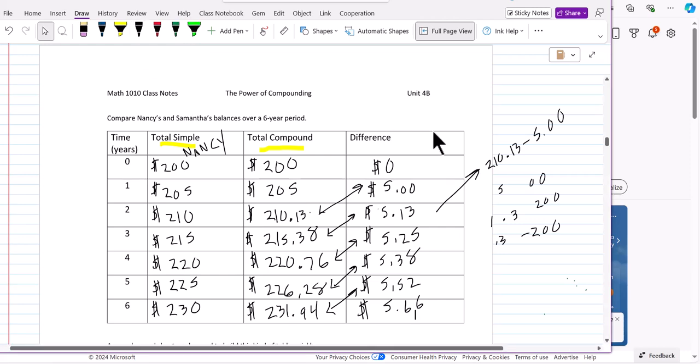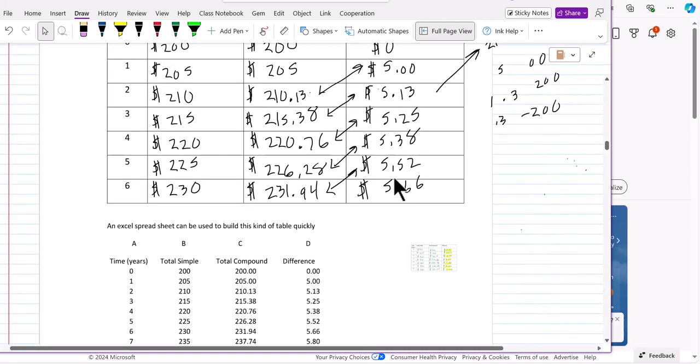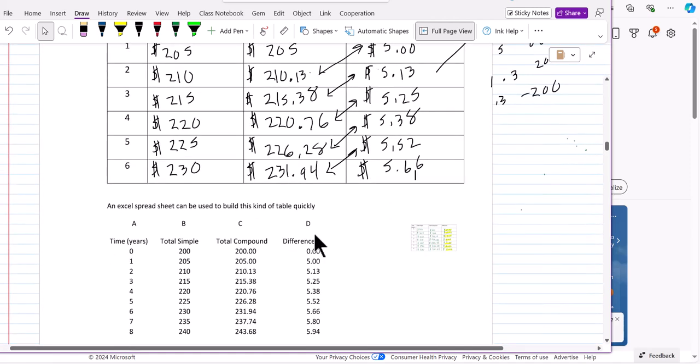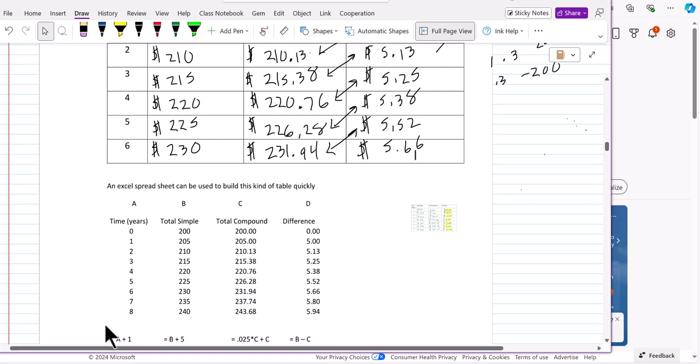Now, Excel spreadsheet, I'll show you some of that stuff a little bit later, but you can set up Excel spreadsheets that do stuff like this by doing simple calculations. I'm not going to show that today, but we'll get into some spreadsheets. This is basically the same table that I did, but the table went out a little bit more. This is if you did this up to 8 years, 594.